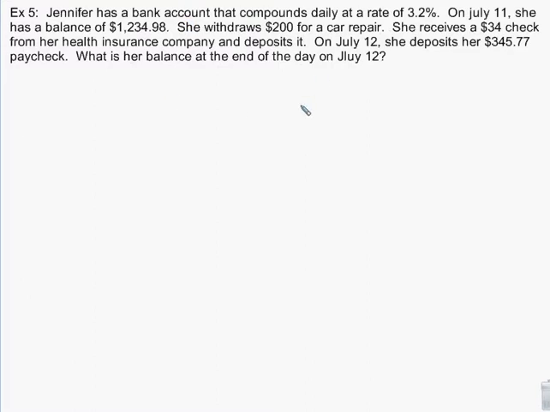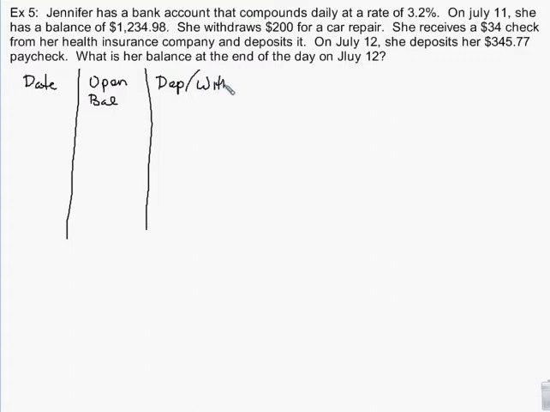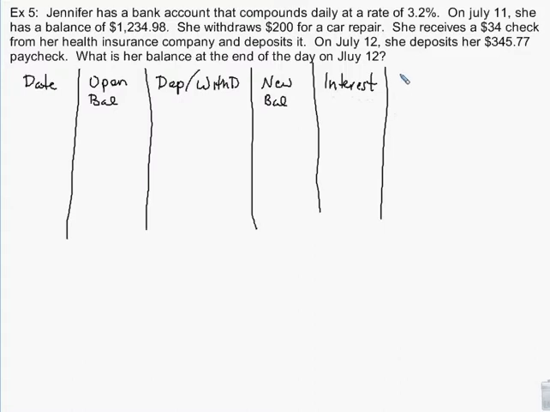So we're going to make a table, basically. So we'll start with the date, and the opening balance. And then we're going to have any deposits or withdrawals. The new balance. Then the interest. And then the ending balance. Okay, and the reason I'm making a table, you don't need a table to do this problem, but on your homework packet there's a table, so I want you to be familiar with it.